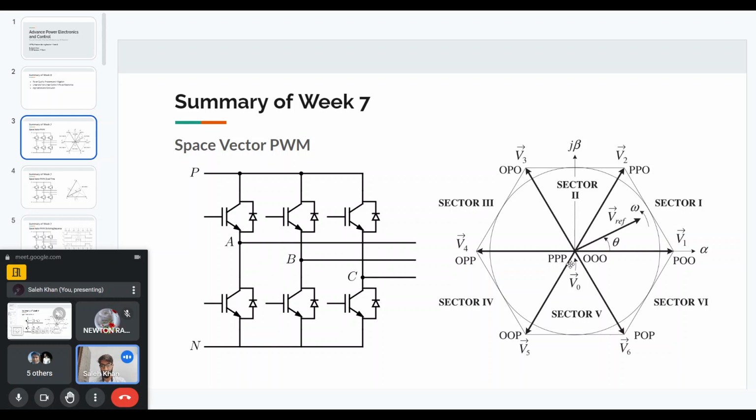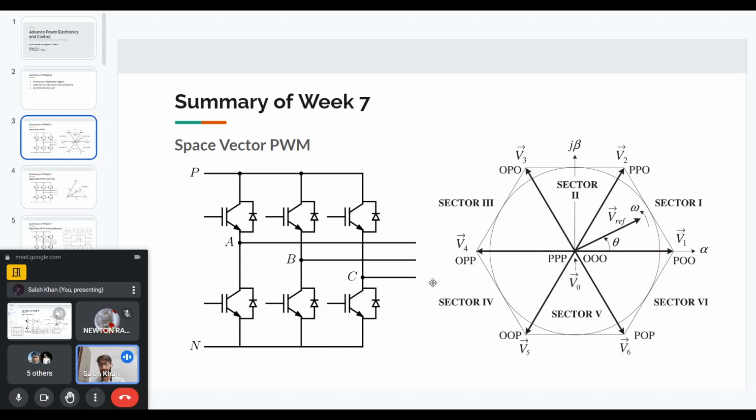And similarly, the PPP position. For example, if we start from OOO, then we go to V1, that means we are going in the A phase direction. So we go to POO, then we can go in the B phase direction. By turning on the B phase top switch, we go to PPO, and now we can again go in the C phase direction by turning on the C phase top switch. So we will go in this direction and reach back to the origin. That means when all the top switches are on, we are back at the origin. So this is how the space vector diagram comes about.